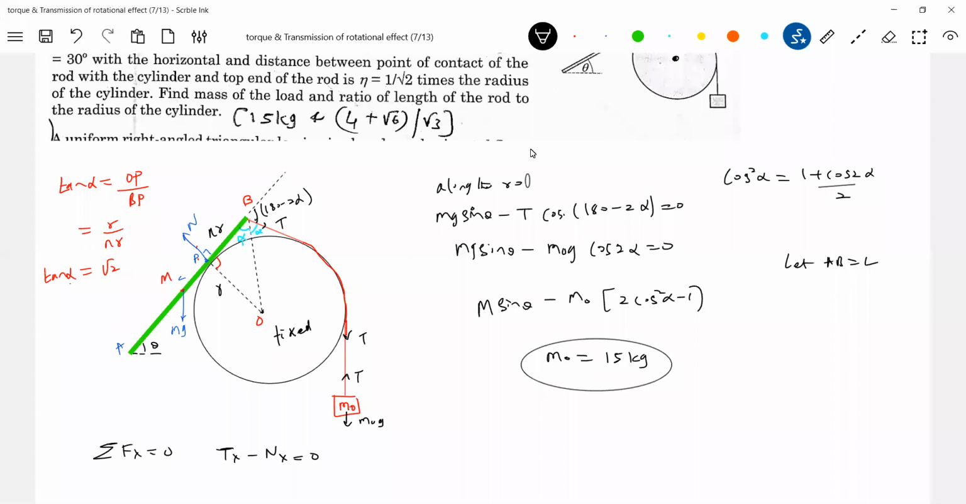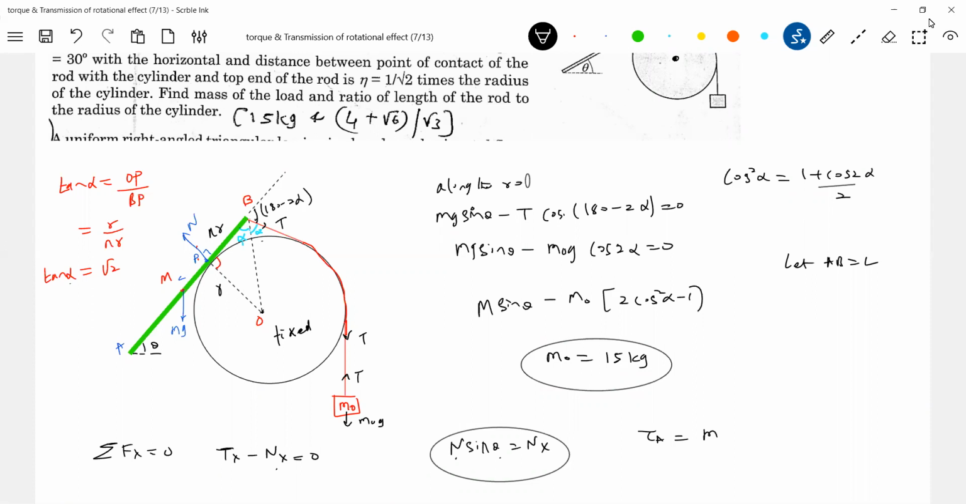From this, what will happen? I know tension. What is tension? Tension equals m naught g, and m naught value we got. So I know tension. I know alpha. So I'll find out the component of tension along x-axis. After getting that, I'll substitute here. I'll get the component of normal reaction along x-axis. Then from that, I'll calculate the N. So what is nx? N sine theta should be nx, no? Here. This one. So I'll calculate nx. I know theta, I'll get N. Then I'll go for net torque about A.